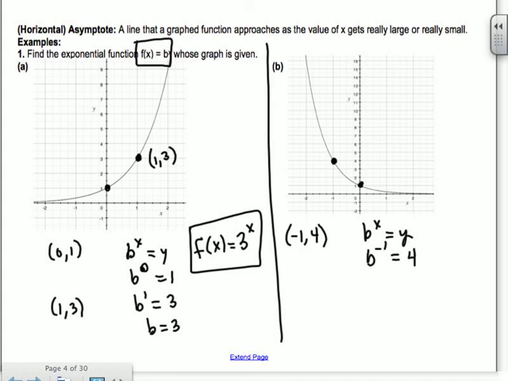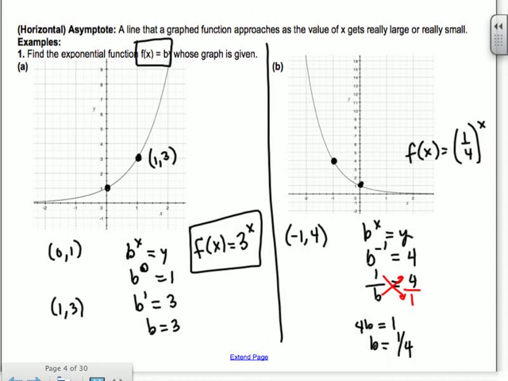How'd you do that, Gabby? Because it's negative, so it's a fraction. So it's 1 over b equals 4. You can cross multiply if you want. You can think of that as being over 1, and you can cross multiply. So you get 4b equals 1, so b equals 1/4. So that means your function is f of x equals 1/4 all raised to the x. Notice I put the 1/4 in parentheses, so you can tell all of it is being raised to the x.